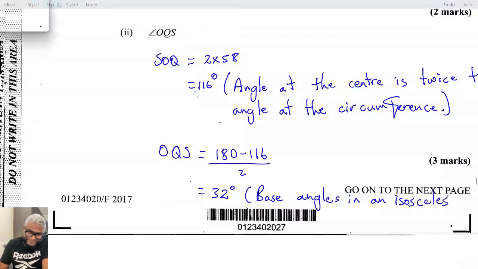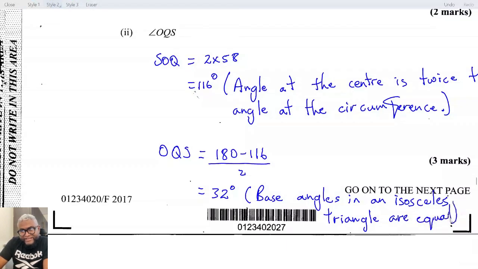All we need to put is that base angles in an isosceles triangle are equal. It's also necessary to put that the angles in a triangle add up to 180. No, I don't need to put that. We don't put the base.